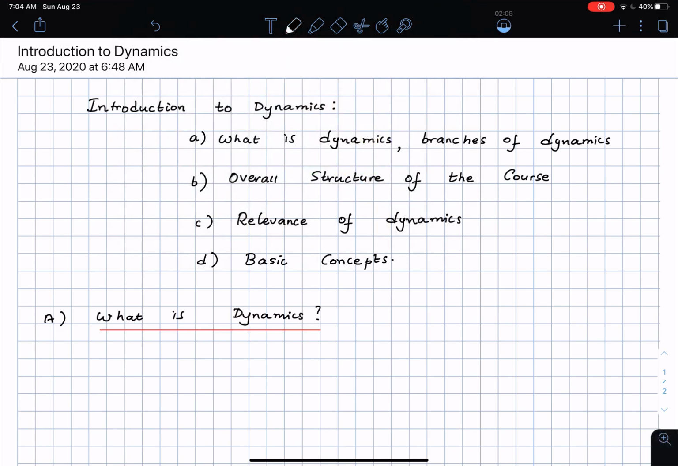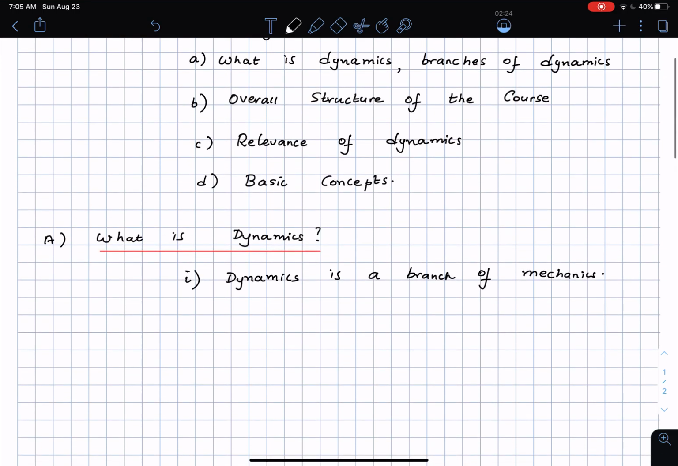But dynamics essentially is a branch of mechanics. So dynamics is a branch of mechanics. Which leads us to the question, what is mechanics? And the answer is that in mechanics, we study forces acting on bodies.